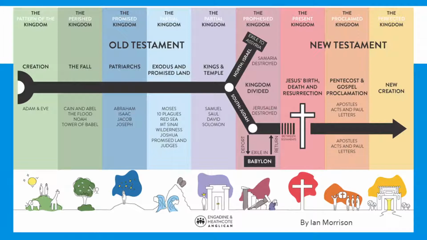Then we get to the red, which was known as the present kingdom, right? Because that's when the kingdom of God was at hand. Jesus was on earth, right? So we have Jesus' birth, his life, death, resurrection. Then the proclaimed kingdom. The birth of the church. Jesus is dead and resurrected. He's given the great commission. Paul and others are spreading the gospel. They are starting churches. Churches are growing. Followers are growing. And then you get to the perfected kingdom, which we're not there yet.